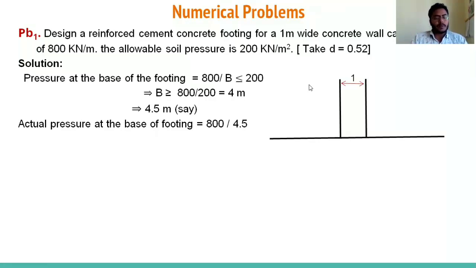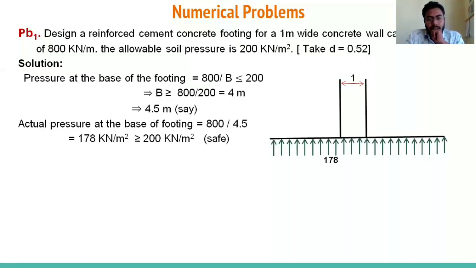Now we have to calculate the actual pressure. Already I told you, whenever we provide extra width, we have to calculate the actual contact pressure at the base of the footing. So the actual pressure at the base of the footing would be 800 divided by 4.5. That will come to 178 kilonewton per meter square, and that is less than or equal to 200. It will not be greater than, it is less than or equal to 200. That is safe. So now the actual pressure we have is 178, acting at the base of the footing in the upward direction.